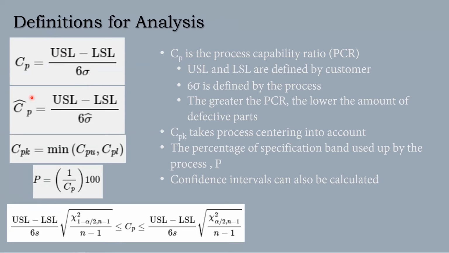This is denoted by the symbol above the sigma, but they are basically the same, just a difference in population size. And P is the percentage of specification band used up by the process, and of course the confidence interval can be calculated as well. All of these equations are used by Minitab to compute the outcomes we see.